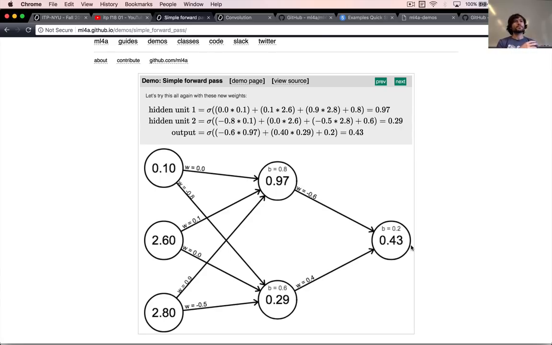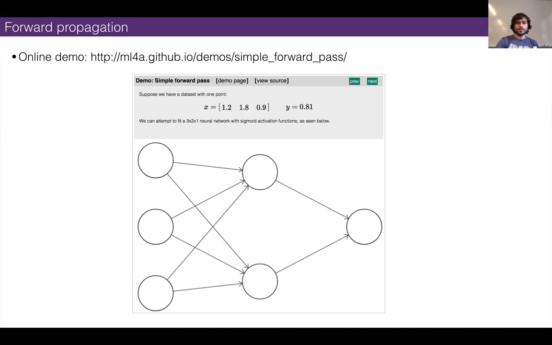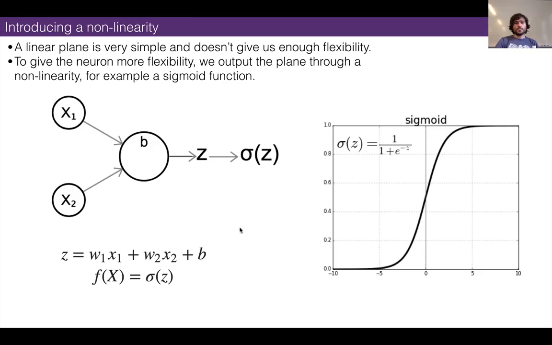Yep. But where did the activations come from? The activations are calculated, right? So the value of this is right? So let's go back to the slides. One neuron is a function of the neurons that are input into it. So this is how you calculate it. You take the weighted sum of the inputs that are feeding it, and then it goes through this sigmoid function.